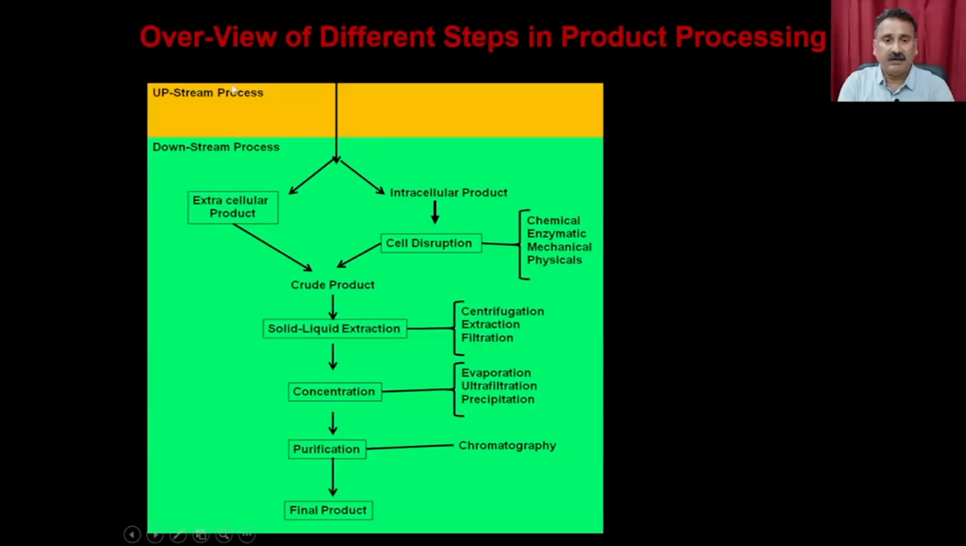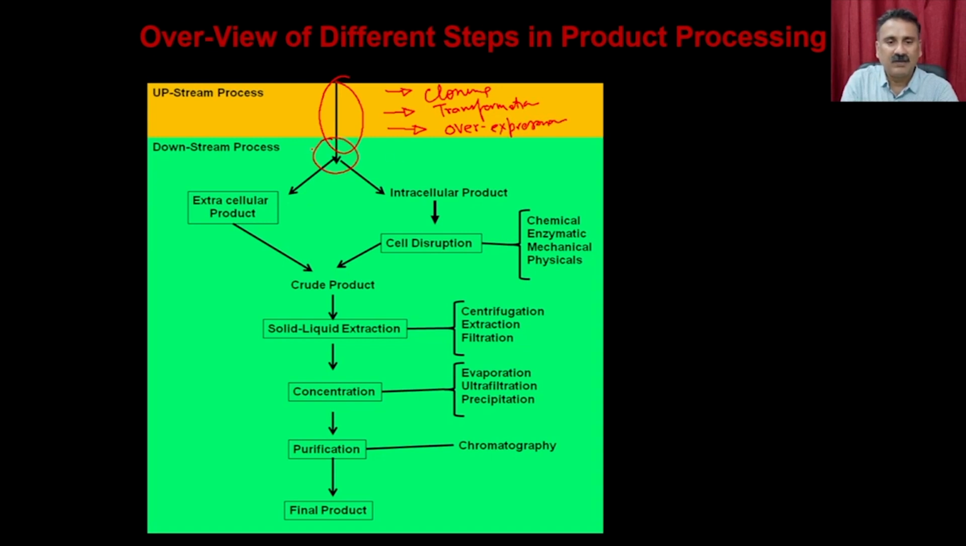So this is what we said, right? We have discussed so far the different types of upstream events. In the upstream processes, we do the cloning of the gene, then the transformation, or the entry of the gene into the host, and then the overexpression. Once you do the overexpression, you get the overexpressed cells.